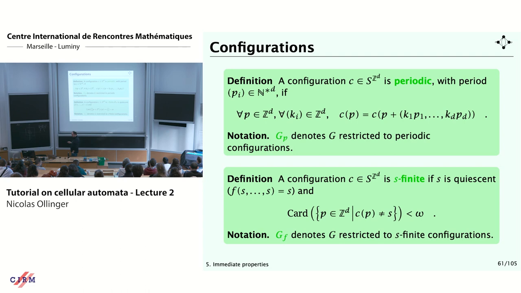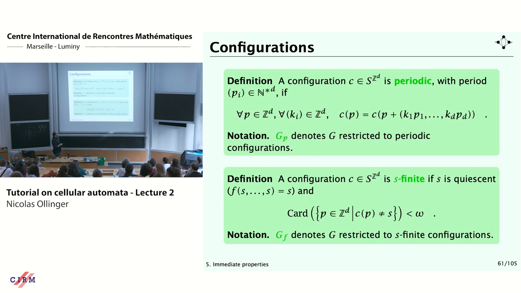Then you have S, a finite configuration. So S is a quiescent state, meaning that if you only see S, you get S in the image. And GF is the restriction of the cellular automaton to finite configurations.